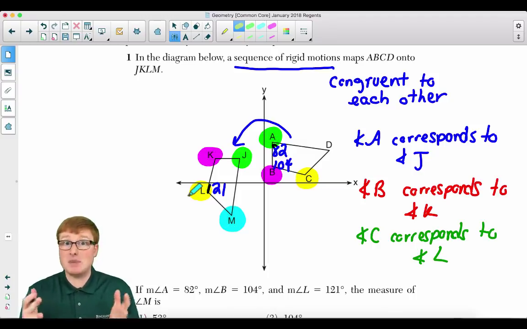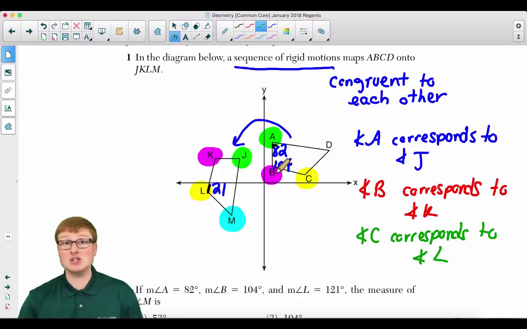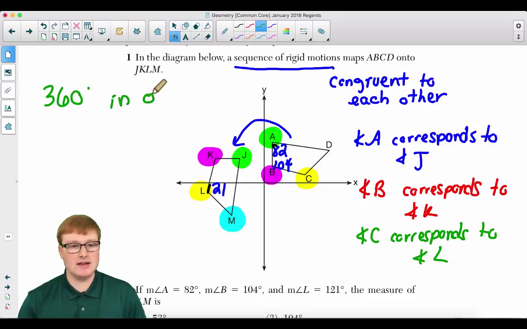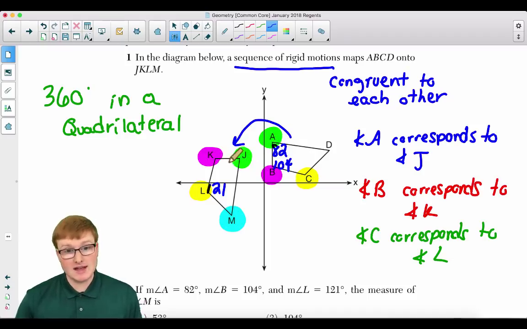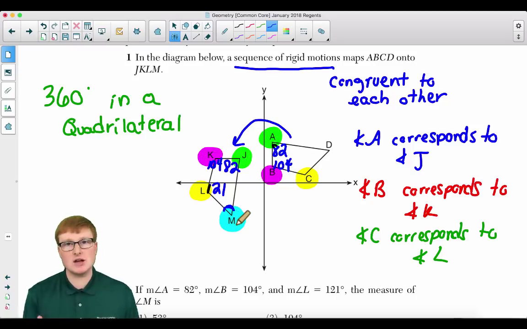When I say corresponding, you should be thinking to yourself, I am now going to take these angle measurements and match them in the other quadrilateral. Keep in mind that there are 360 degrees inside of a quadrilateral, and that will help you later down the road. So we're going to label appropriately. If the measure of angle A is 82, angle J is 82. If the measure of angle B is 104, angle K is 104. Now we're trying to find angle M. We just got all of the information that we needed. Let's add them all up and subtract from 360.